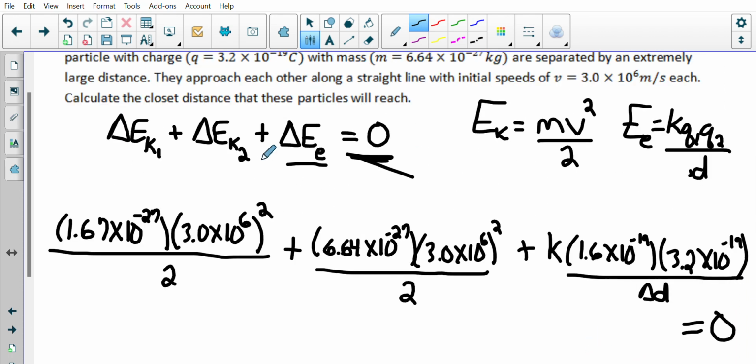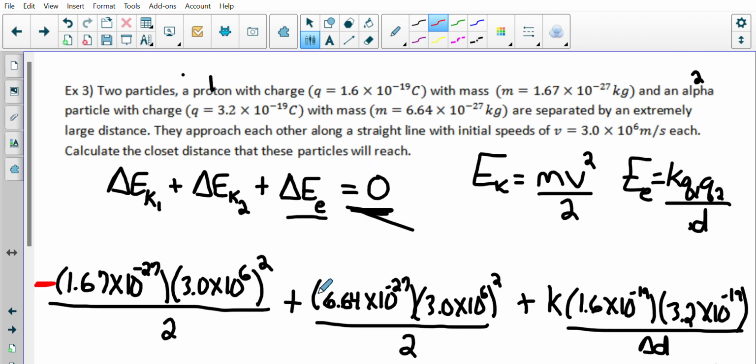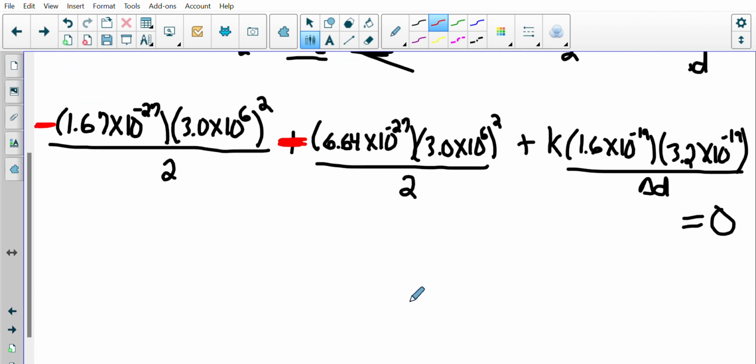Now, again, what's going to happen here is the kinetic energy is decreasing, right? It's being converted into electric energy. So I got a minus sign here because the proton is going to lose kinetic energy. And I might as well change this to a negative sign because our alpha particle is also losing energy. All right, so now a little calculator work. Okay, so let's see what I get here. I got to take 1.67 times 10 to the power of negative 11.